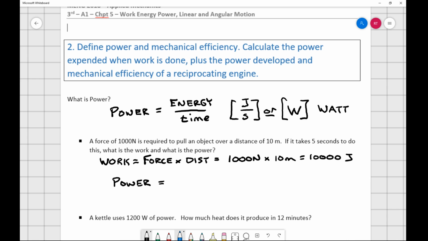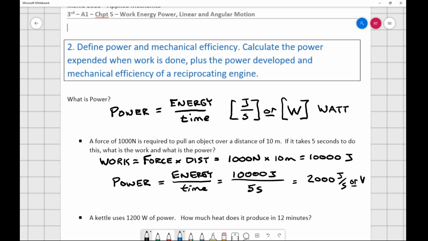Okay, so power is equal to energy by time, which is equal to 10,000 joules per 5 seconds, and that leaves us with 2,000 joules per second, or I guess watts.